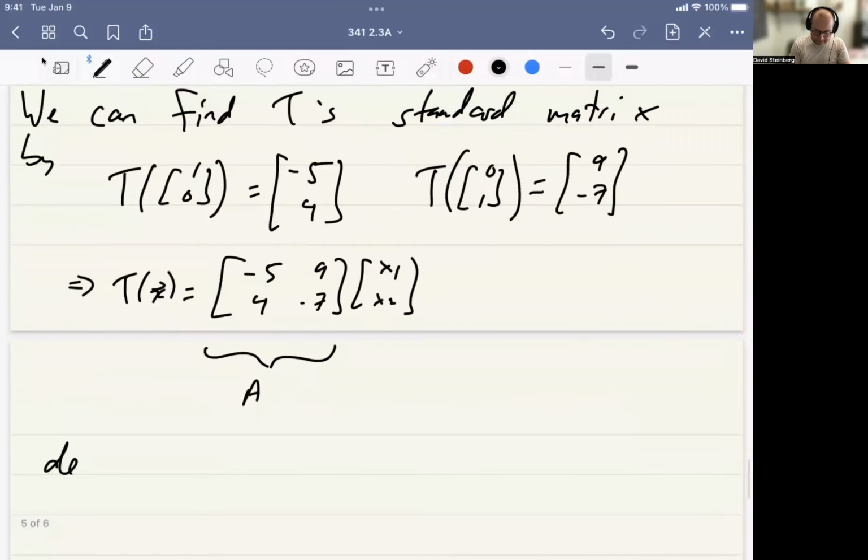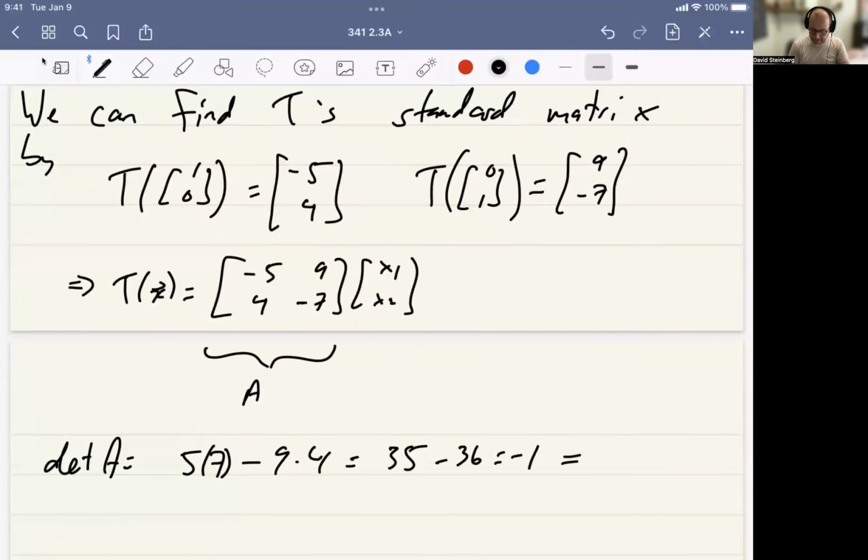Okay, and so this is our standard matrix A. So now the determinant of A is -5 times -7 minus 9 times 4, which is 35 minus 36, which is -1, which is non-zero. This means that A is invertible.